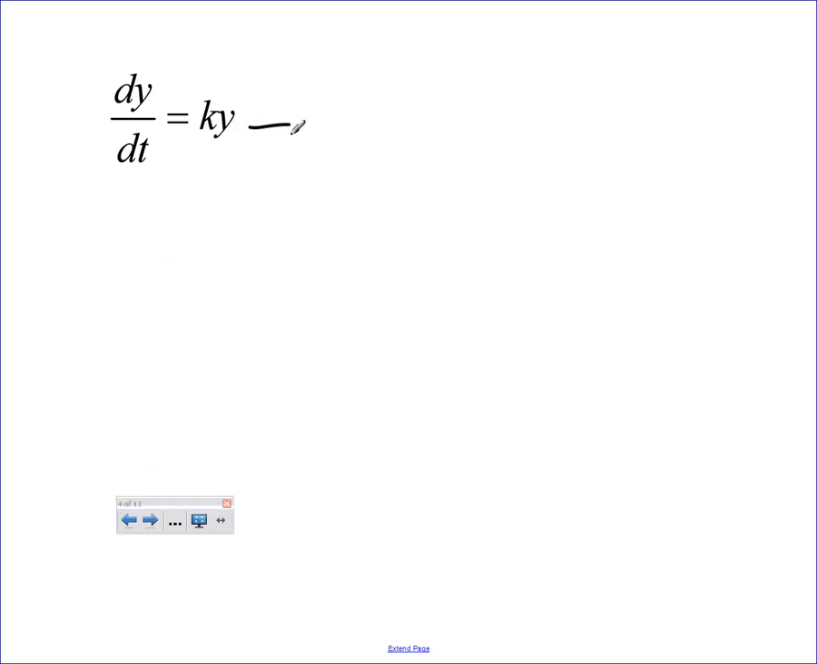So we'll separate the variables, and the first thing we'll do is divide both sides by y. This turns into dy over y. And while we're doing that, we'll multiply both sides by dt, so k dt. Notice that we take the denominator of our derivative and put it on the other side, and the numerator we leave alone. We can integrate both of these things: the integral of dy over y and the integral of k dt.